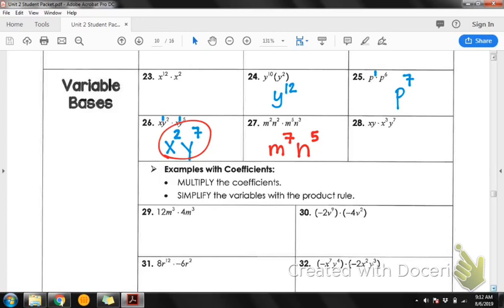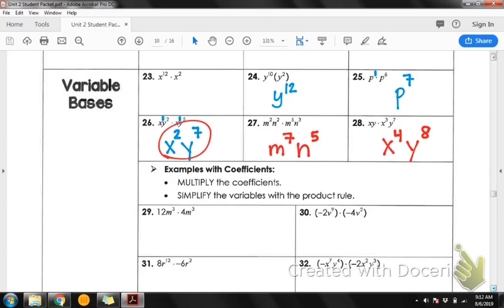Terry, how many X's do you have on 28? So it's going to be X to the 4th. Jose, how many Y's are there? 8. Y to the 8th. Raise your hand if this is your answer. X to the 4th, Y to the 8th. Awesome. Any questions on these? Okay, let's add another layer.